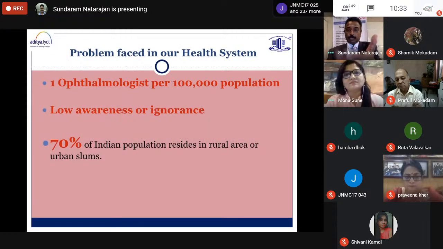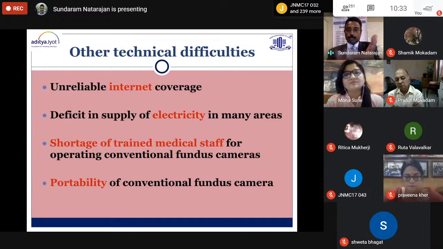So, problems faced in our health system, that is the reason I'm presenting this: one eye doctor per 100,000 population, and Nagpur and around will have the same problem. And low awareness, even in Mumbai or in Delhi. You go to a company or a secretariat or parliament, I'm sure they are ignorant about diabetes and diabetic retinopathy. 70% of the Indian population resides in rural areas, compared to the urban or the urban slum.